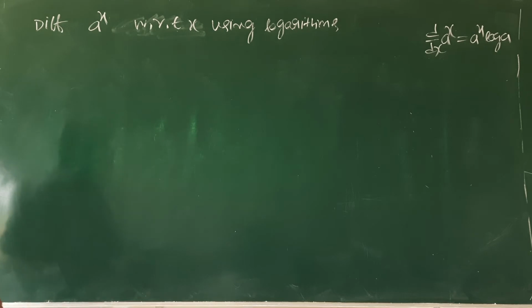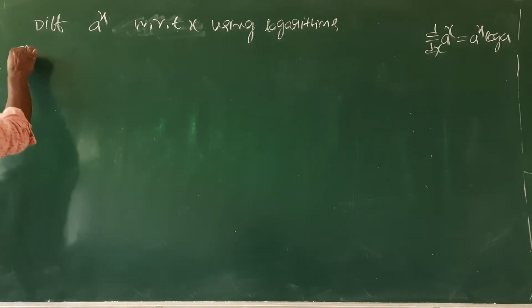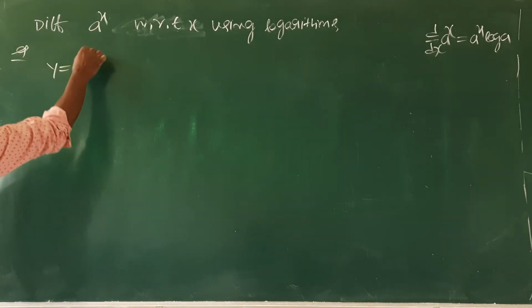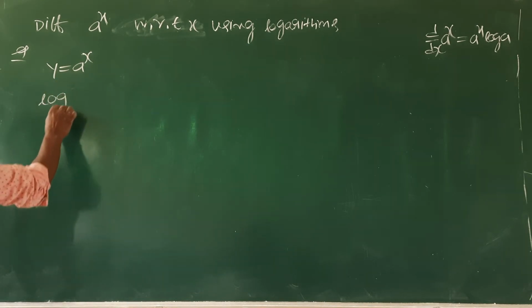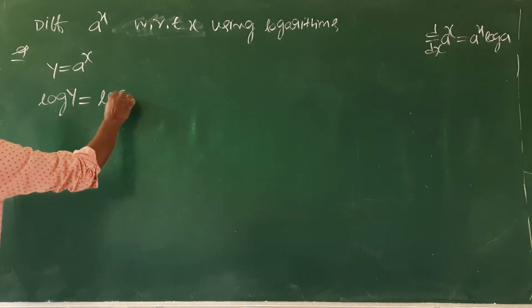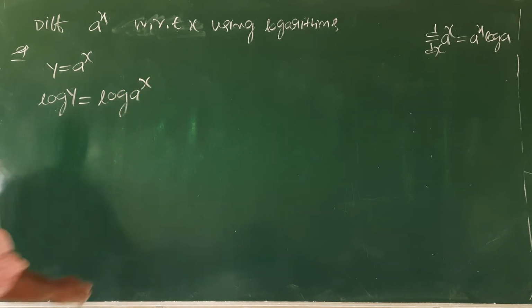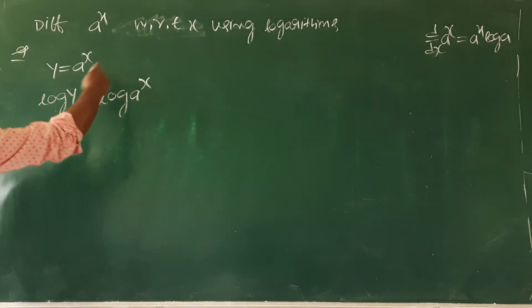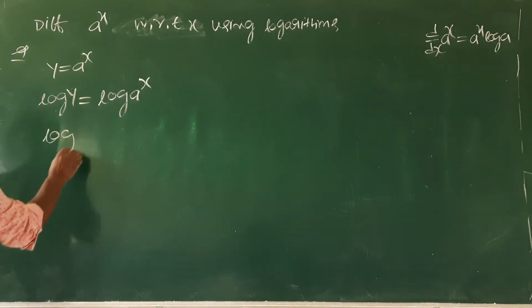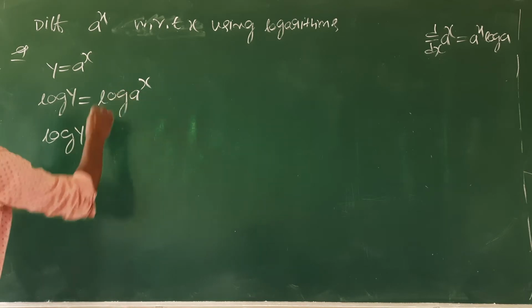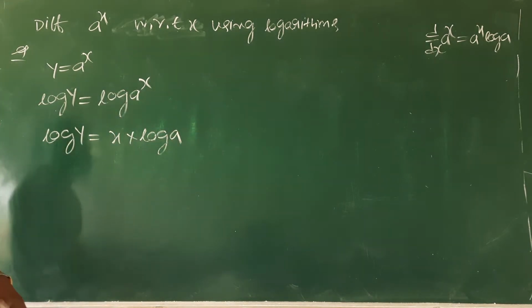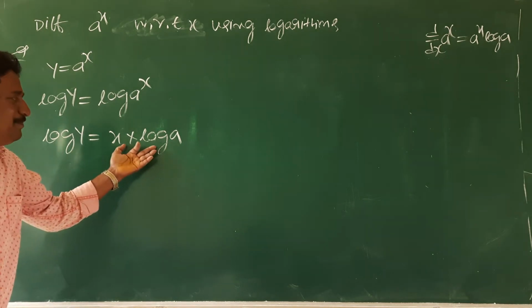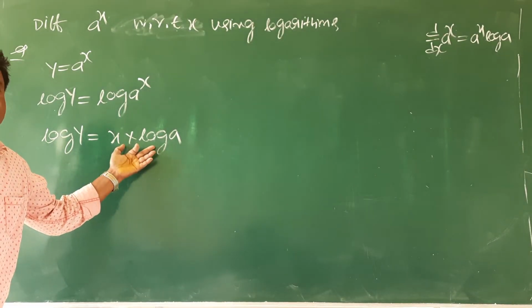So let's go, students. Solution: y equals a power x. Taking log on both sides, log y is equal to log a power x. The power comes down, so log y equals x into log a.